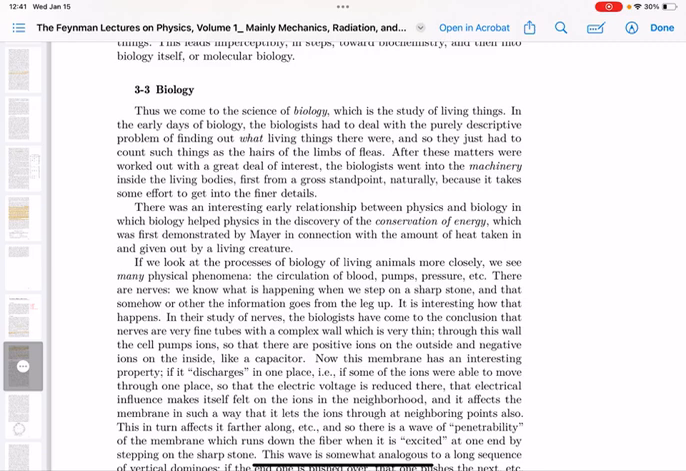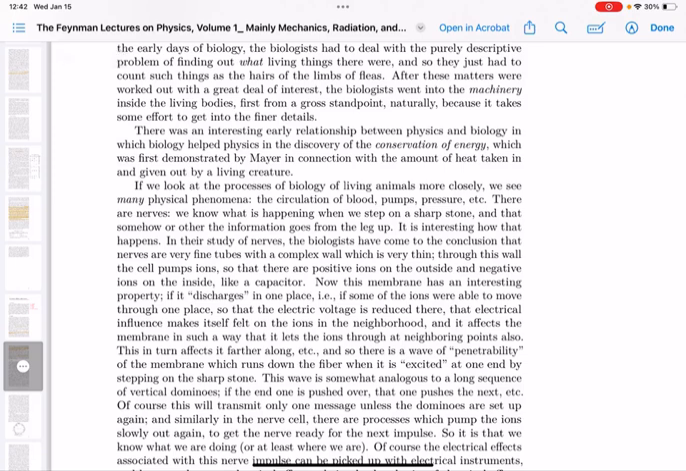So, yeah. Thus, we come to the science of biology, which is the study of living things. In the early days of biology, the biologists had to deal with the purely descriptive problem of finding out what living things there were. And so they just had to count such things as the hairs of the limbs of fleas. After these matters were worked out with a great deal of interest, the biologists went into the machinery inside the living bodies. First, from a gross standpoint, naturally, because it takes some effort to get into the finer details, there was an interesting early relationship between physics and biology, in which biology helped physics in the discovery of conservation of energy, which was first demonstrated by Mayer in connection with the amount of heat taken in and given out by a living creature.